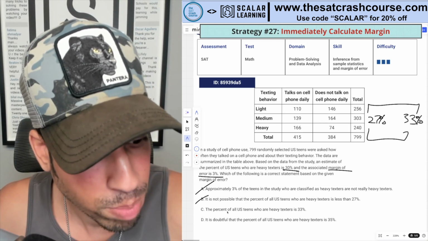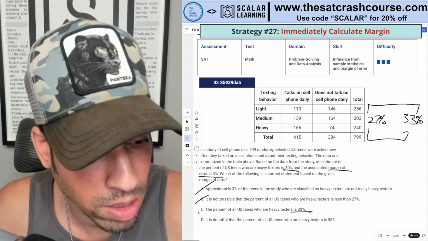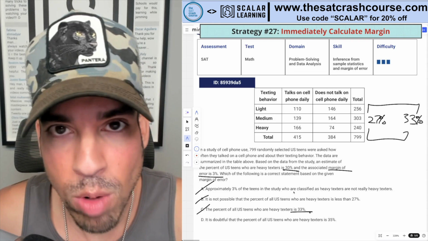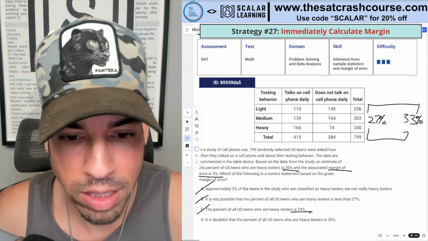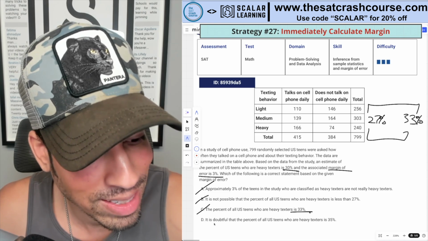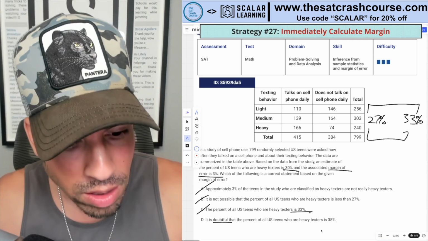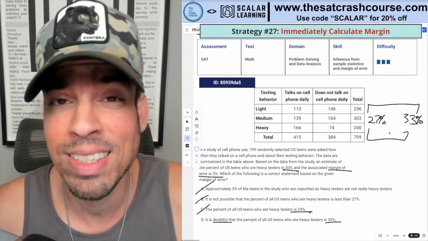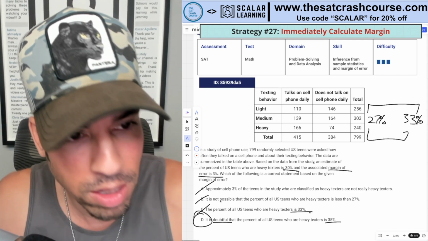And again, the percent of all U.S. teens who are heavy texters is 33%. That's so definitive. Goodbye. Now, usually what we'd see in a good answer is that it is plausible that the number of heavy texters is between 27 and 33. They don't have that. But instead, they say it is doubtful. Now, they don't say it is impossible, but they say it is unlikely or doubtful that it is 35%.